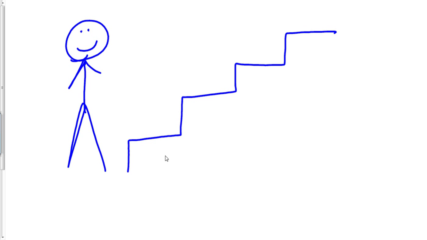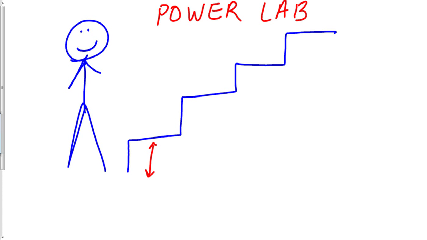All right, today's video is on how to finish the Power Lab, where we find out who has the most power in the class. In order to do this, the lab is actually pretty easy. The first thing we did was we went outside and we measured, actually I'll be honest, we only measured one bleacher, and then we just multiplied by how many bleachers we ran up.